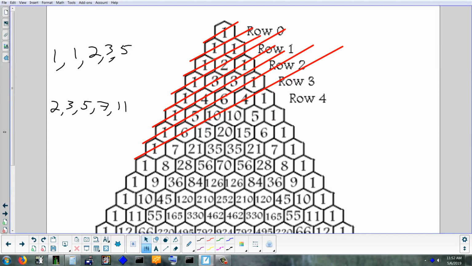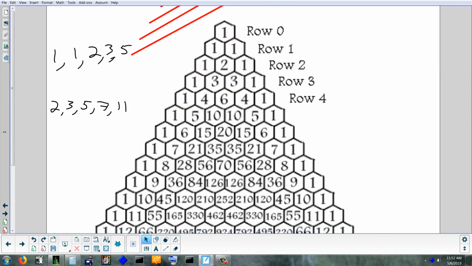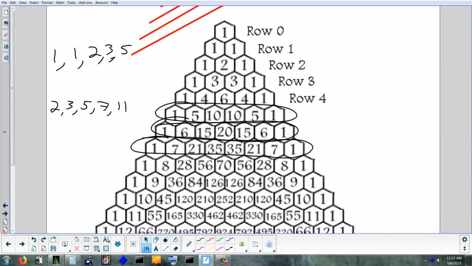11. If you look at a prime row, all the numbers in that row are multiples of that number. So look at row 5. This is row 5. That's a prime row because it's 5, and every number in that row is a multiple of 5. Look at row 7. 7 is a prime number. Every number in row 7 is a multiple of 7. That doesn't work for every row. Like you say, oh, well, look at row 6. No, not every number in row 6 is a multiple of 6.